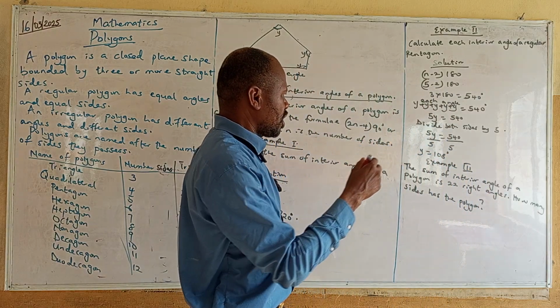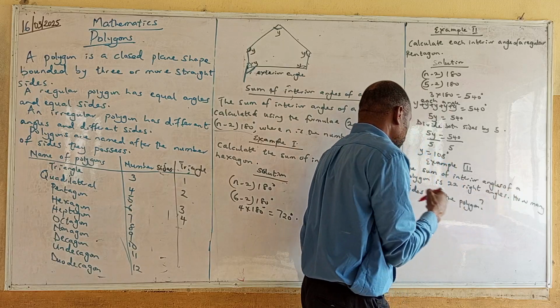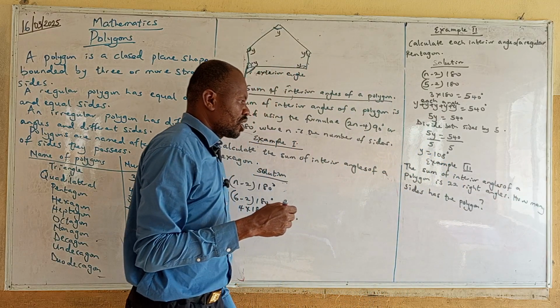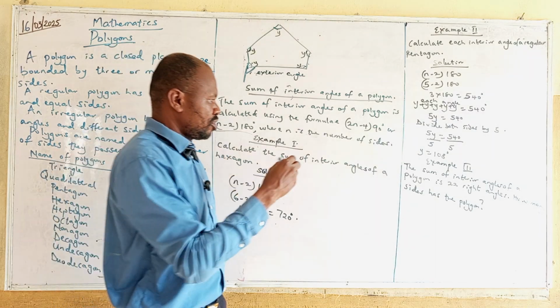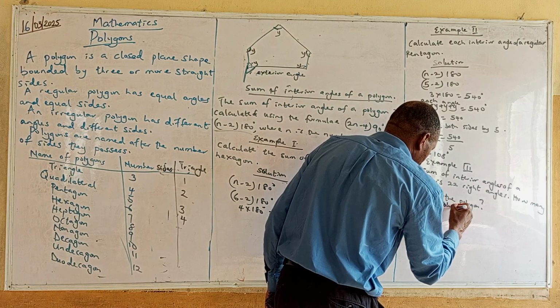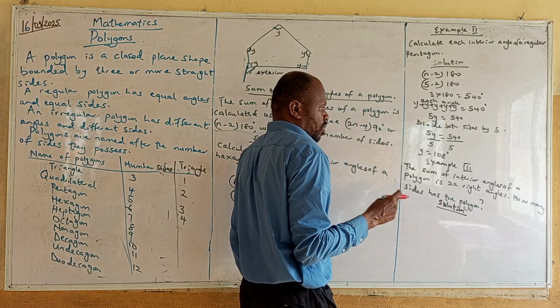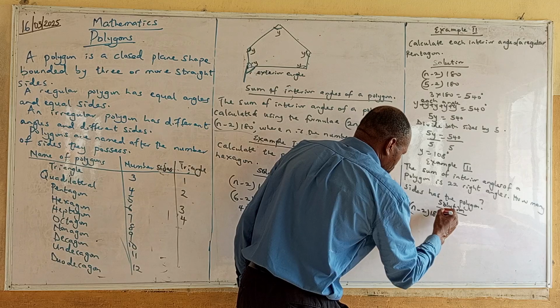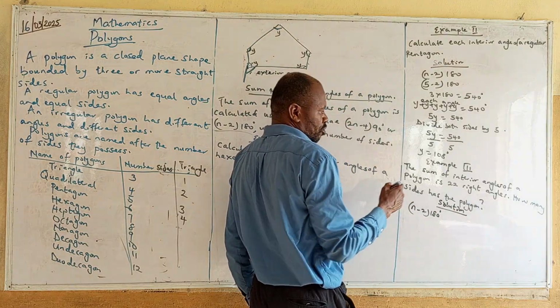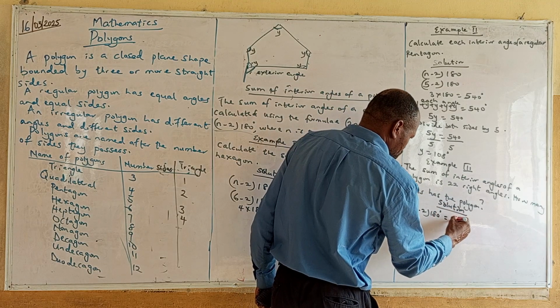The sum of interior angles of a polygon is 22 right angles. How many sides has the polygon? Now, this is the approach. This is the formula for calculating the sum of interior angles of a polygon, and we have been told that it is equal to 22 right angles.